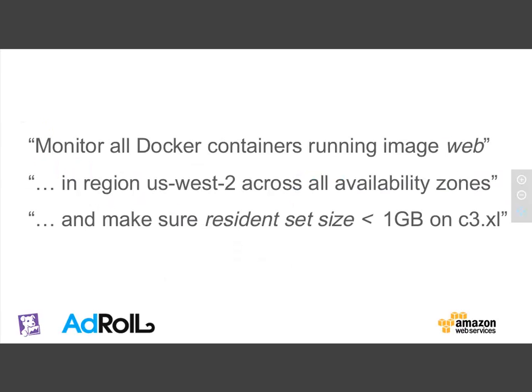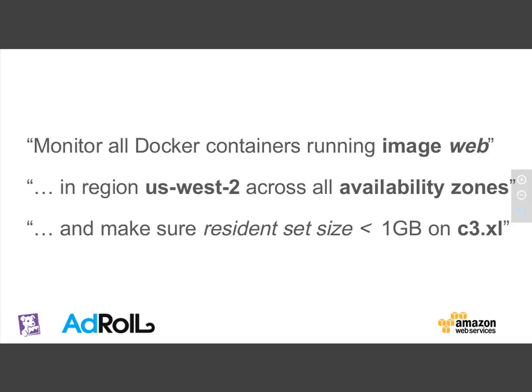So if we can start assigning tags to metrics, we can create queries like this. Let's say we want to monitor all Docker containers running image web in region US West 2 across all AZs, and make sure that resident set size is less than 1 gigabyte on C3XLs. Well, I can convert that to using tags where image is a tag with a value of web. Region tag has a value of US West 2. AZ has a value of all. And instance size has a value of C3XL.